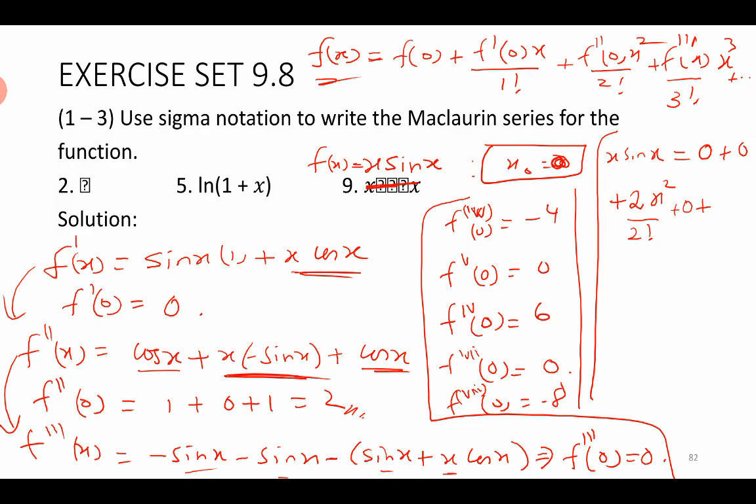Fourth derivative is x power 4 negative 4 divided by 4 factorial. Fifth derivative is 0. Sixth derivative is 6 and x power 6 divided by 6 factorial. Seventh derivative is 0 and eighth derivative is negative 8 x power 8 divided by 8 factorial. It's going on this way, isn't it? So what do you understand from this? You start from this number, and for every odd degree it is 0. For even degree you will get first negative, then positive, and second negative, alternating sign, isn't it?